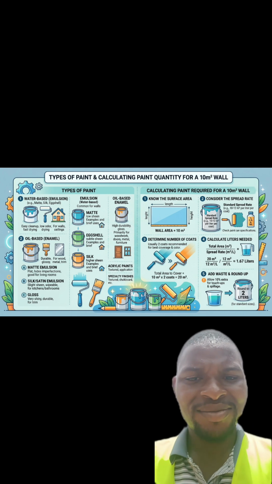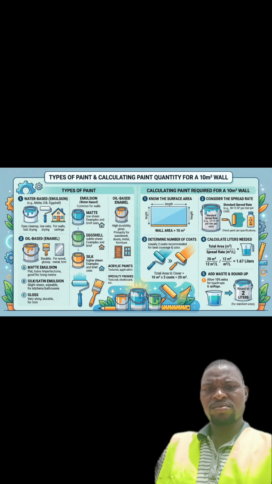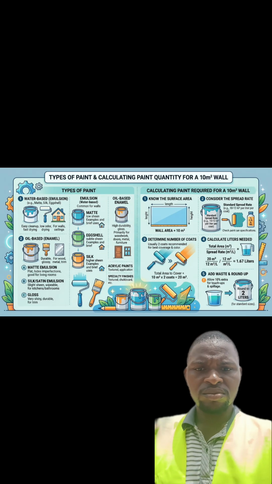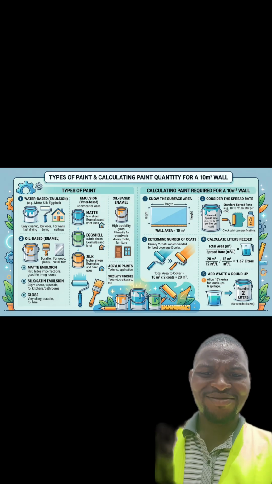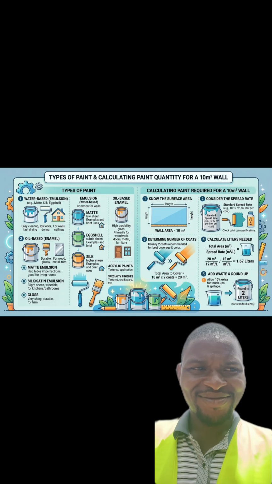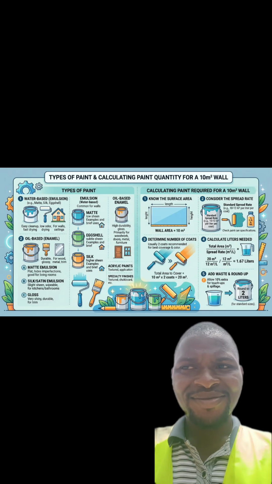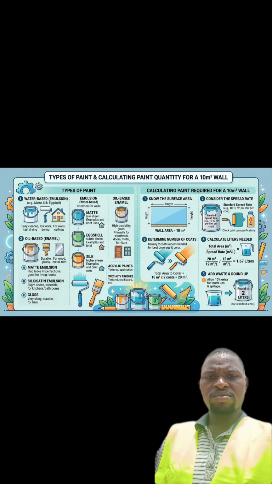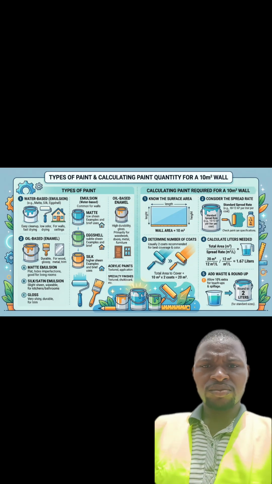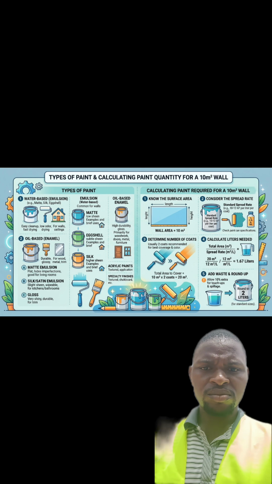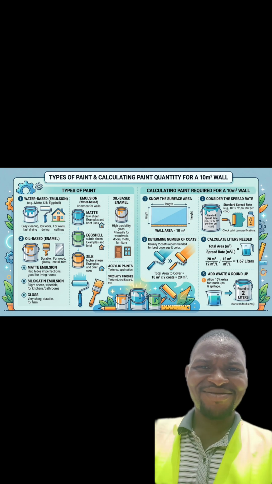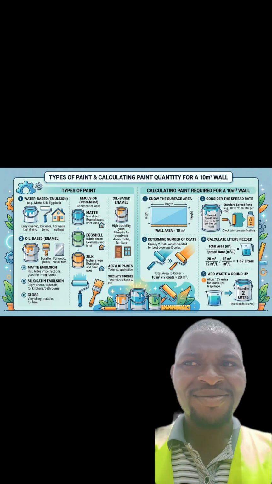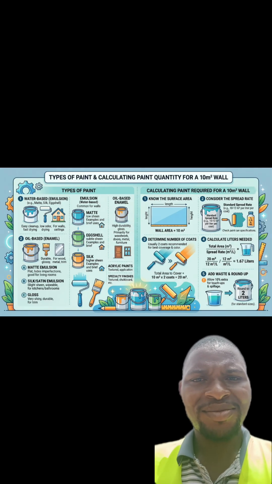Paints are generally categorized by their base liquid solvent and their finish shine. Selecting the right type ensures durability and desired aesthetics. So the first one is water-based paint, which is emulsion. Most people usually know it as emulsion paint. Water-based paints are the most popular choice for interior walls and ceilings, so you usually use them for your interior walls and for your ceiling.